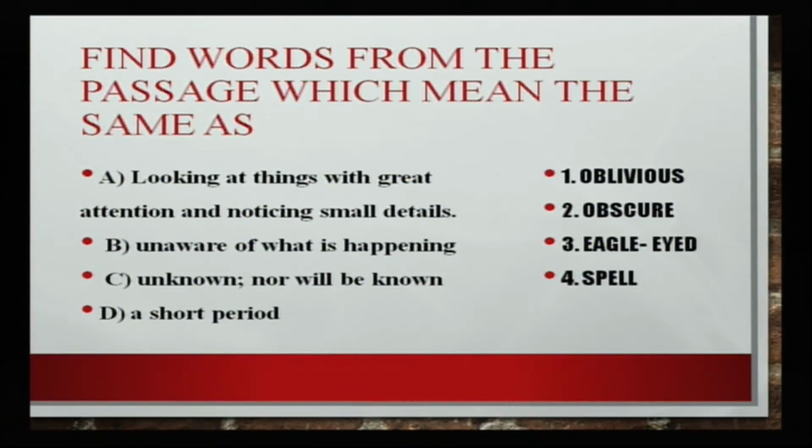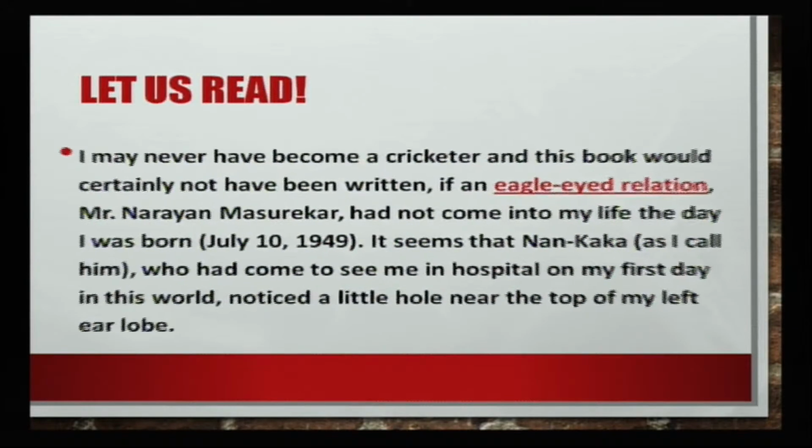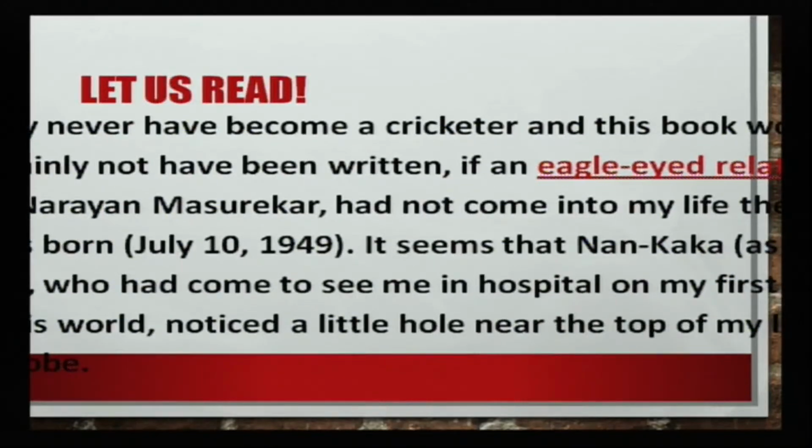So, let us go back to that particular chunk of the text and find out which word we are talking about. So, you had this text: I may never have become a cricketer, and this book would certainly not have been written if an eagle-eyed relation. Yes, students, that is the word. An eagle-eyed person is the one who notices even small details. So, now you know which word we are talking about: eagle-eyed.